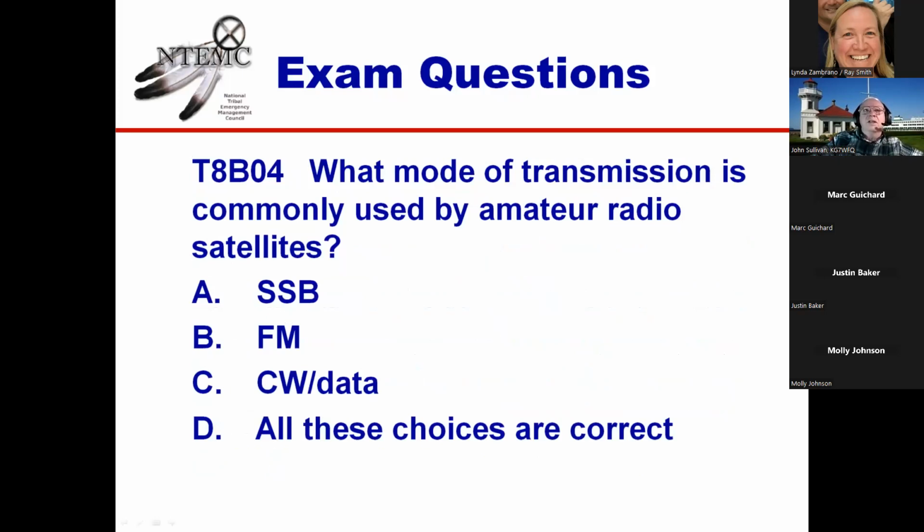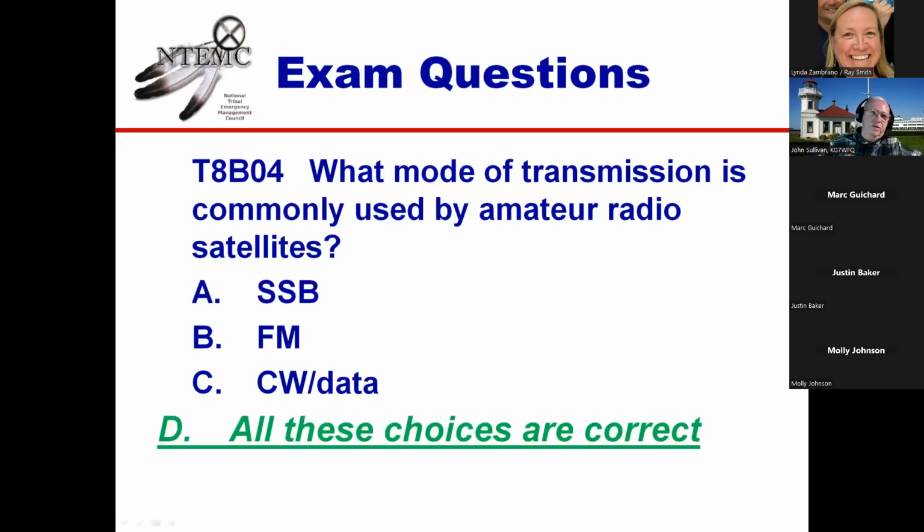What mode of transmission is commonly used by amateur radio satellites? Remember, we said they do various modes. They do sideband, FM, and CW and data, so all of the choices are correct. It's not just voice. It does not just FM voice. It does everything.